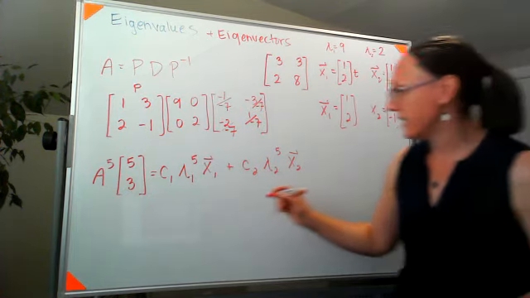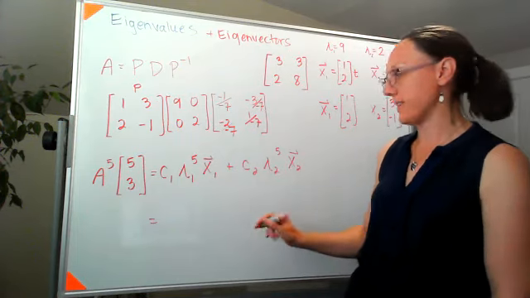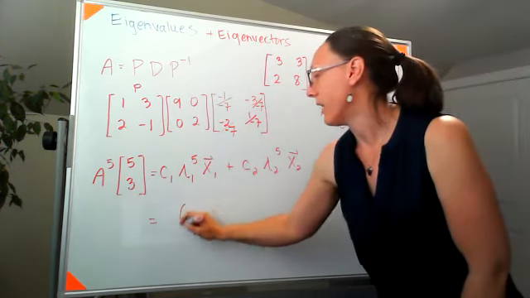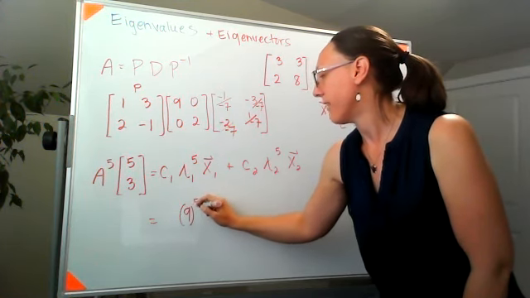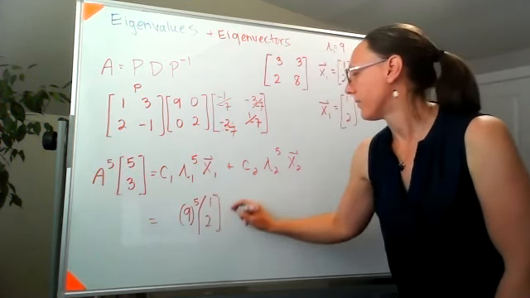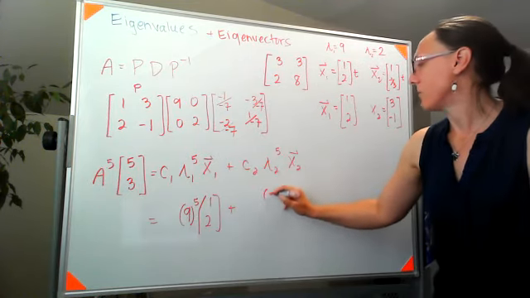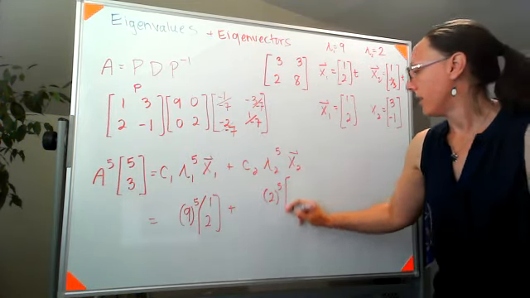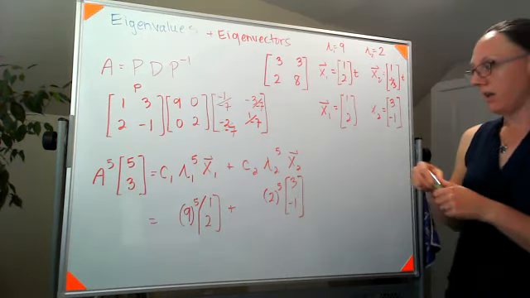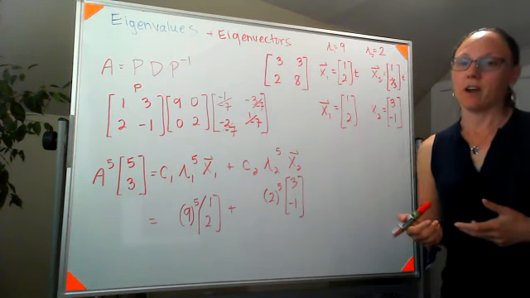So that means this is going to look like, I'm going to hold off on putting the C1 in for just a second, but I'm going to have lambda 1, so that's going to be 9 to the 5th times my vector 1, 2. We'll leave a little space for C2. Lambda 2 is going to be 2 to the 5th, and we'll have 3, -1. And now we need to solve for C1 and C2.